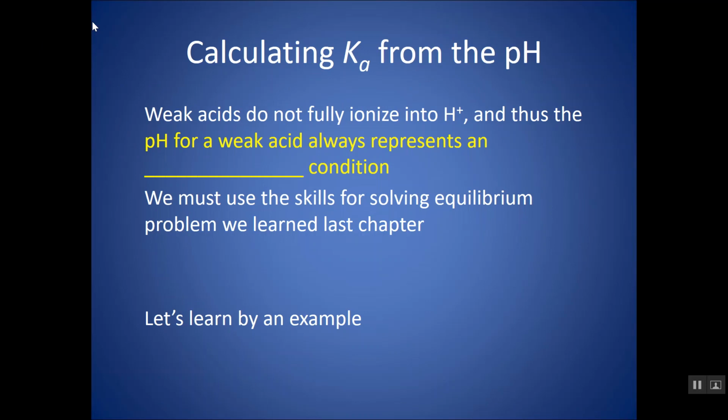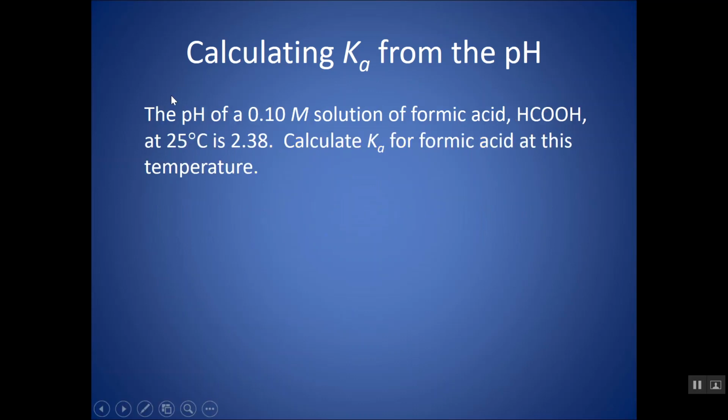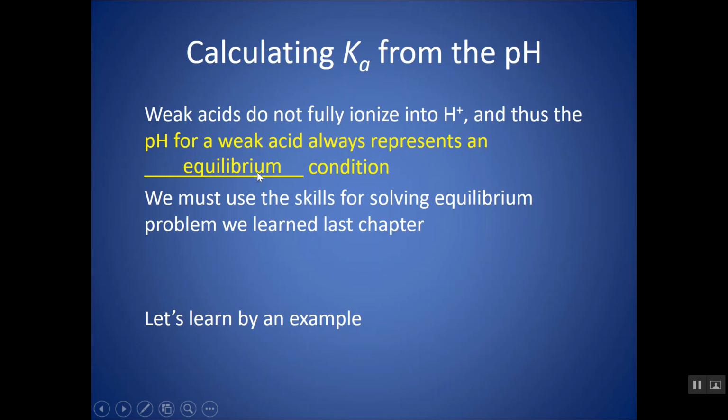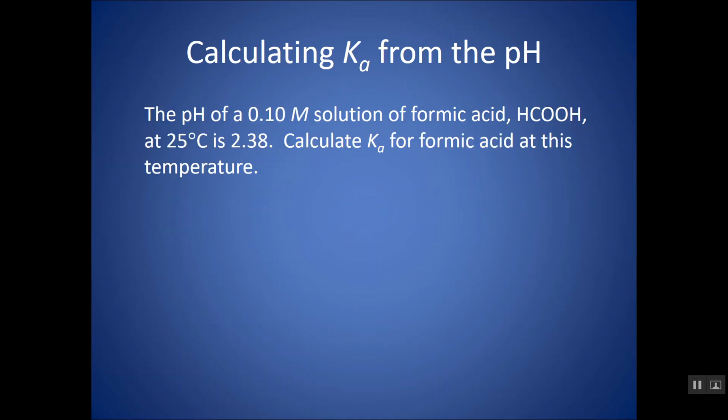A lot of problems with weak acids will either ask you to calculate the pH given the Ka, or ask you to calculate the Ka given the pH. And this is going to be really similar to equilibrium problems that we've seen back in chapter 13. The thing to remember is whenever you see a weak acid, it's going to represent an equilibrium condition. pH is always going to be the H+ that's present at equilibrium. And again, typically you're going to need to do an ice box. Let's look at an example.